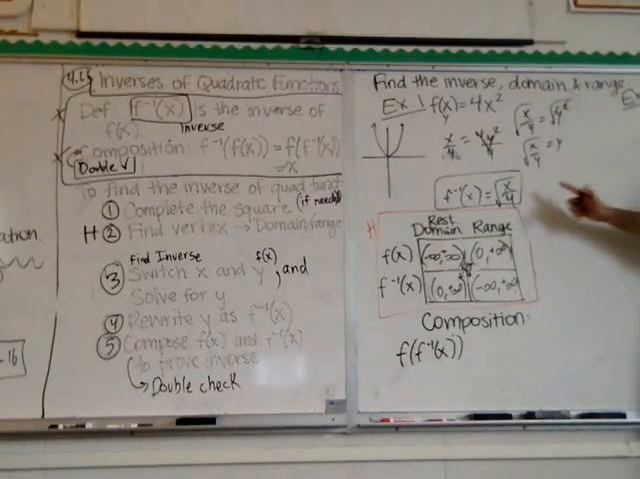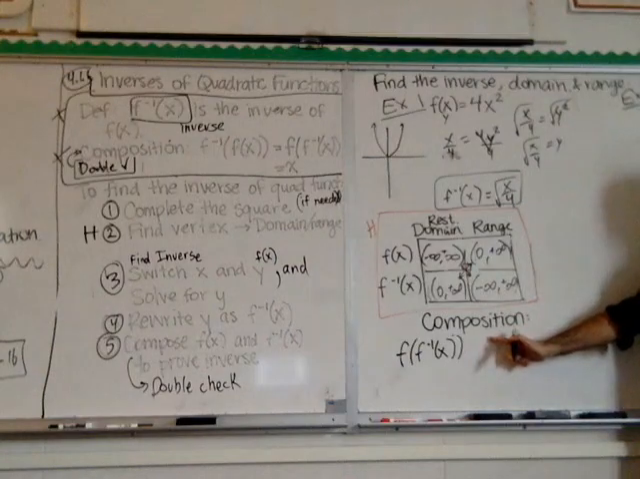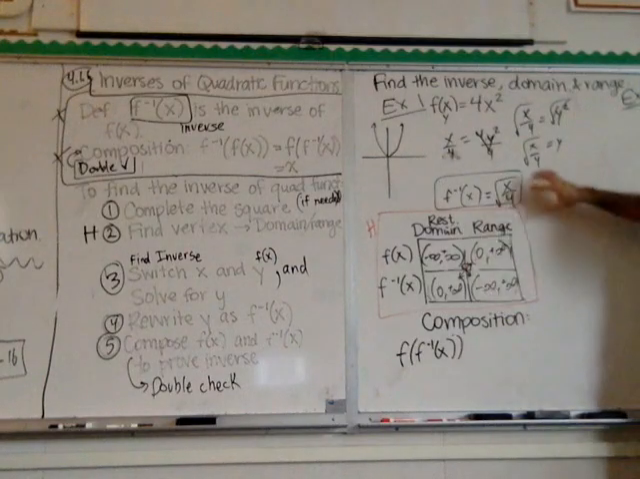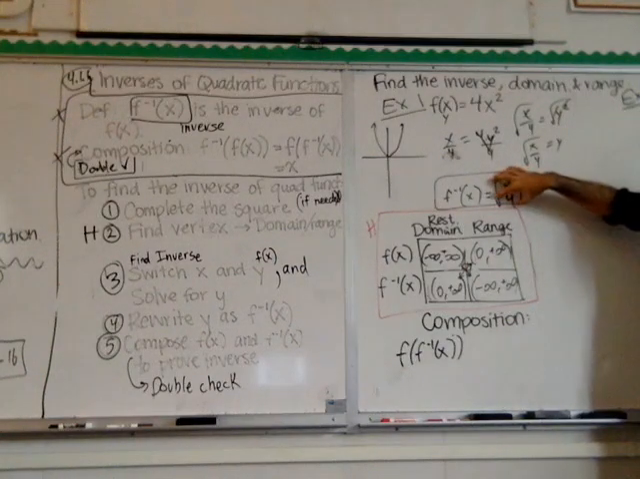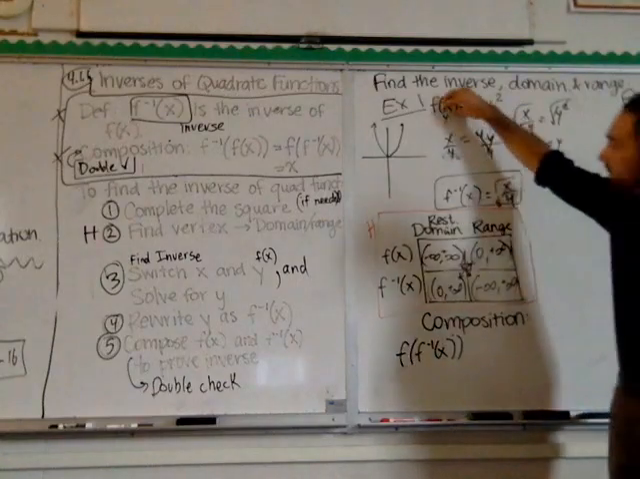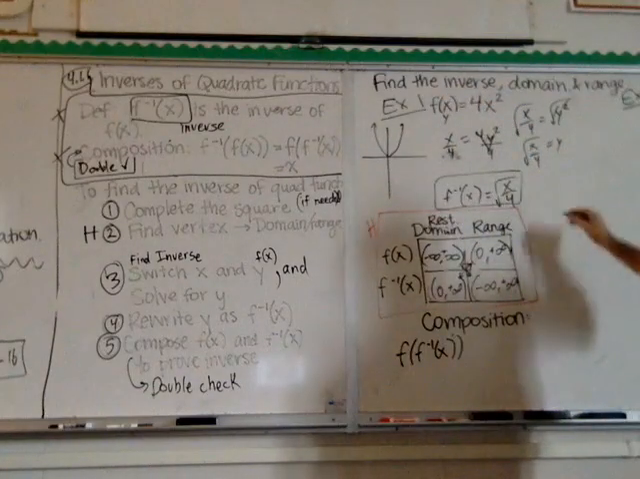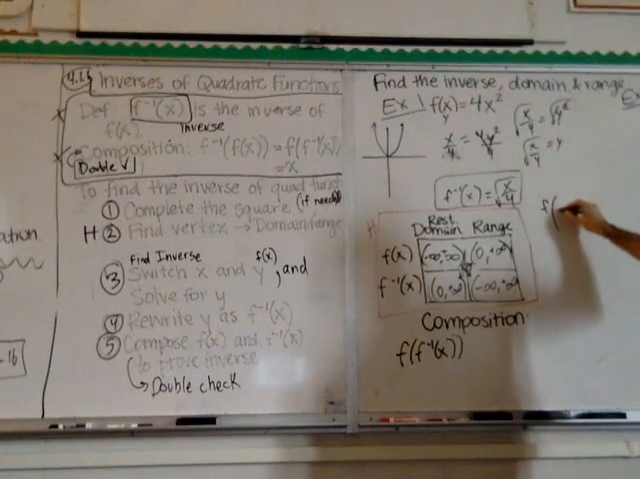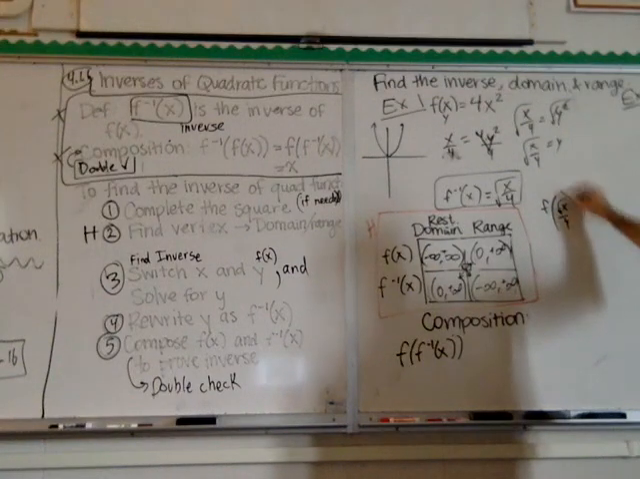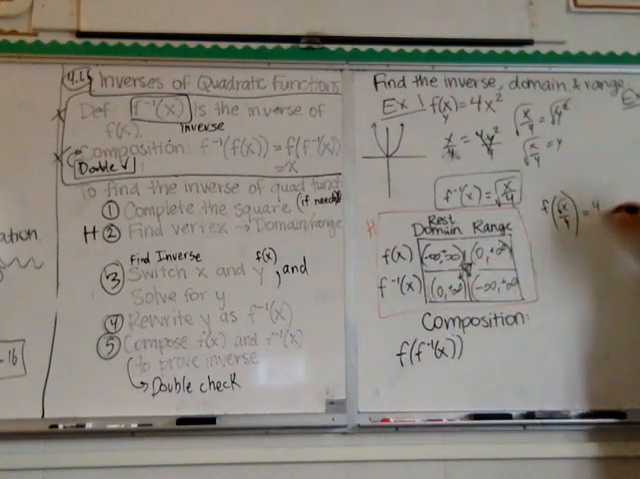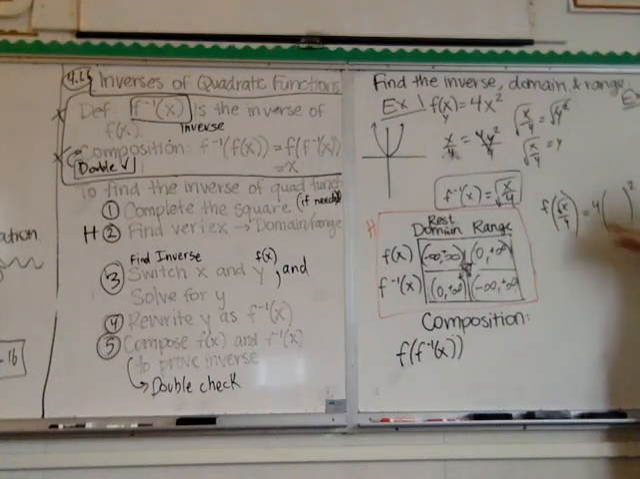Okay. So the last bit is called composition. It's just basically taking this inverse right here, and we're going to plug it into our original f of x. So watch what I'm going to do. I'm going to take f of root x over 4 is equal to 4, and then what am I going to put in for my x value since I'm doing the function of root x over 4?